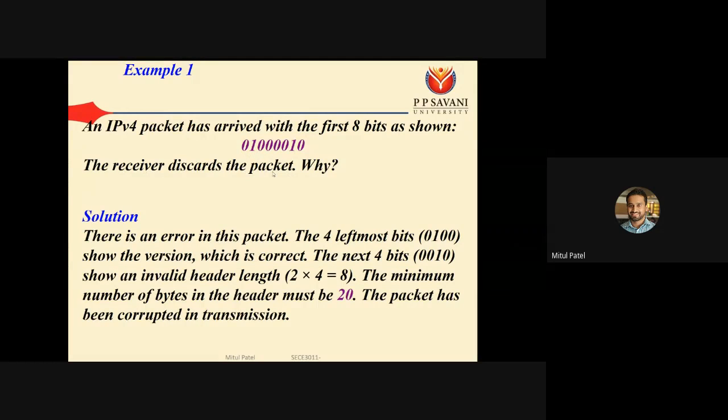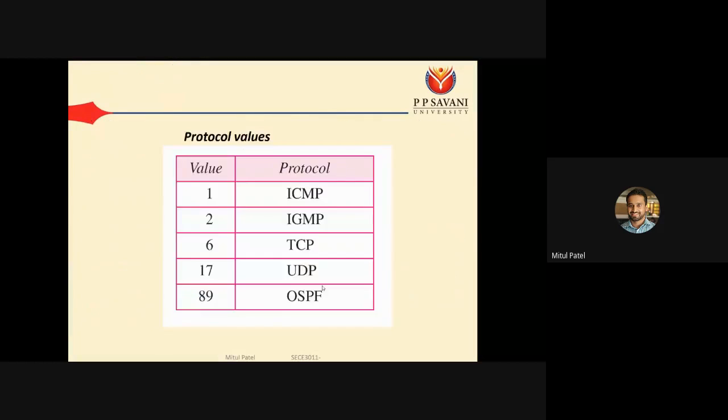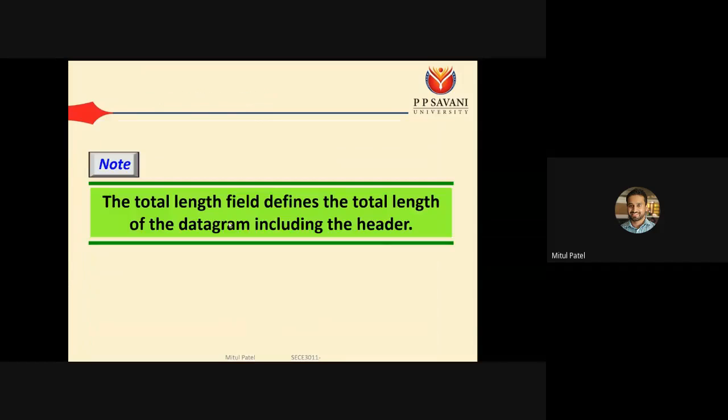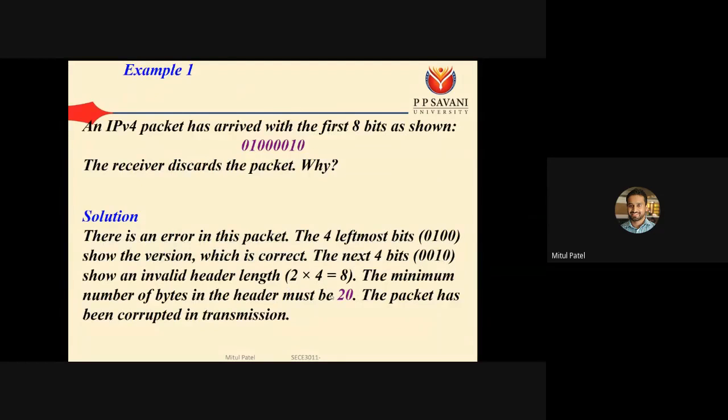The receiver discards the packet. What is the reason? We calculate the second 4 bits as 0010, so the value is 2. We need to multiply this 2 with 4, so the value is 8. So the header length is 8 bytes. But we know that the header length can be 20 to 60 bytes. The header length we got is 8 bytes, but the header length starts from 20 bytes. That's why the receiver will discard the packet.